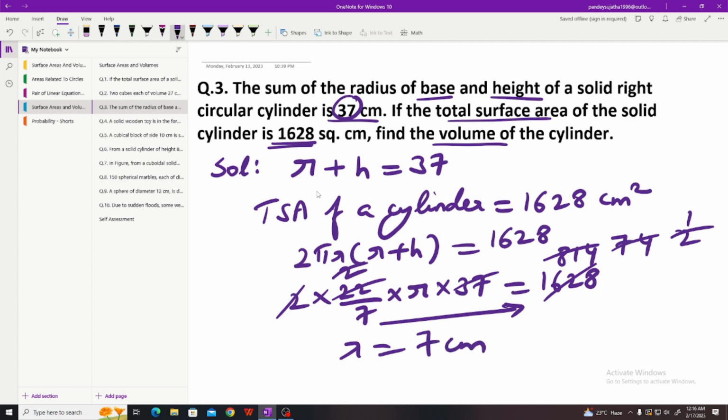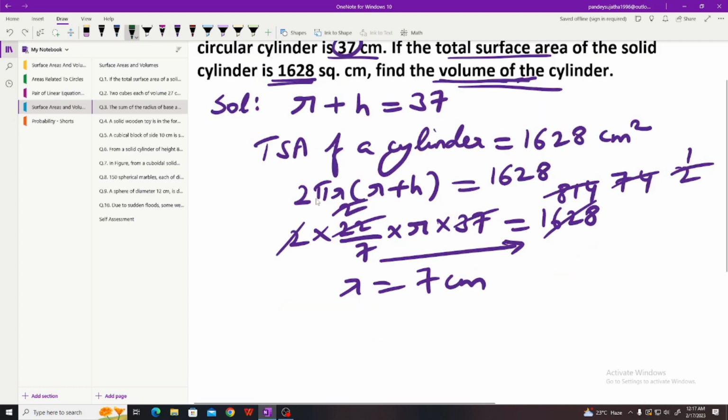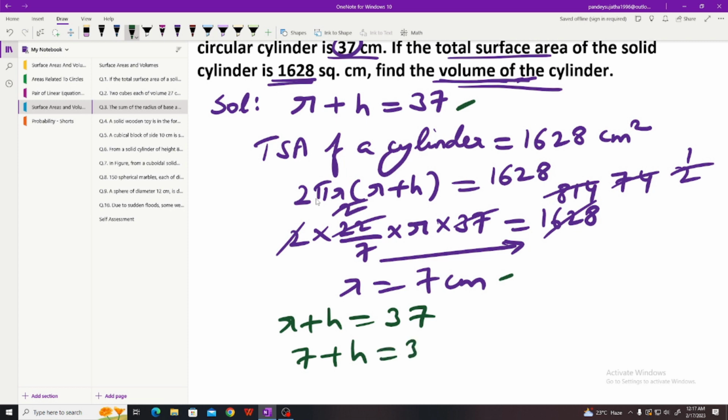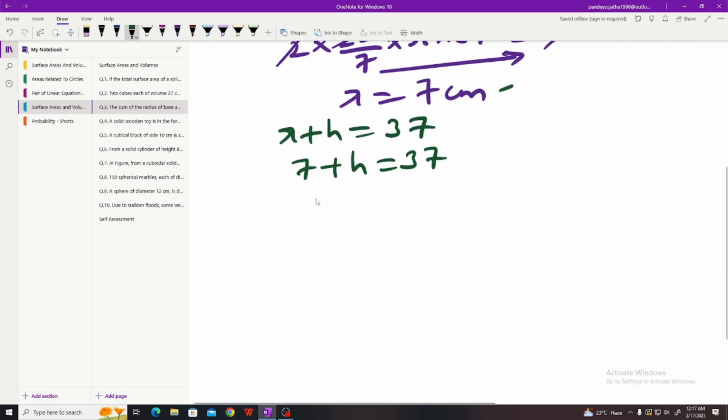So we got the value of the radius and we need to find the volume of the cylinder. Since the sum of the radius and height is given as 37 centimeter, where radius we found as 7, put the value of radius in this equation. R plus h is equal to 37. So radius is 7 plus h is equal to 37. So height will be equal to 30 centimeter.